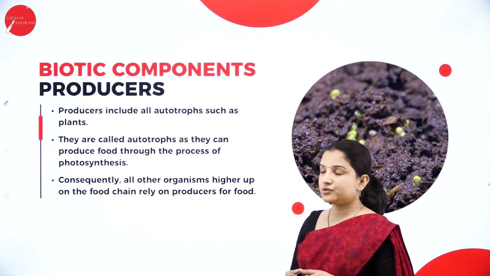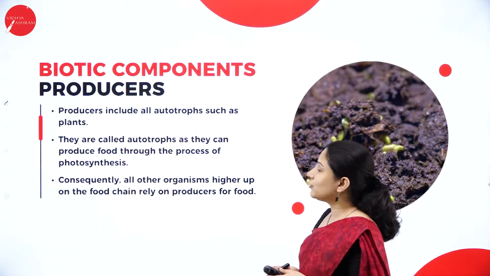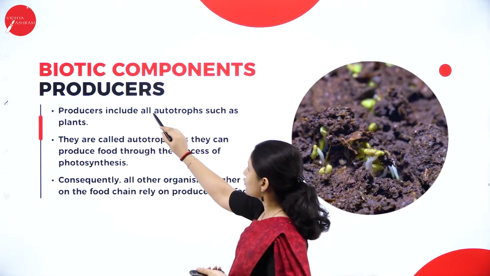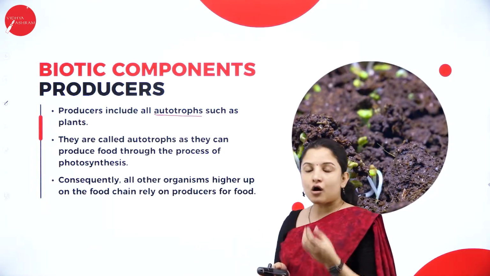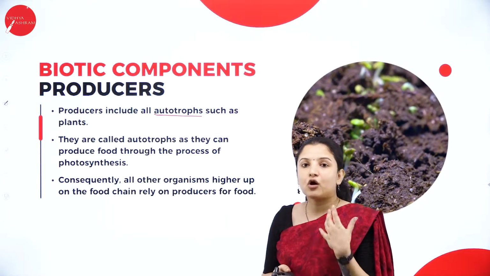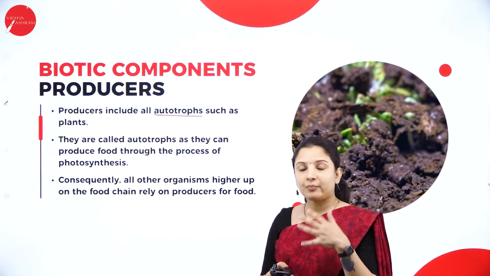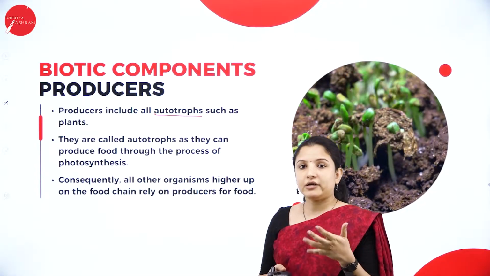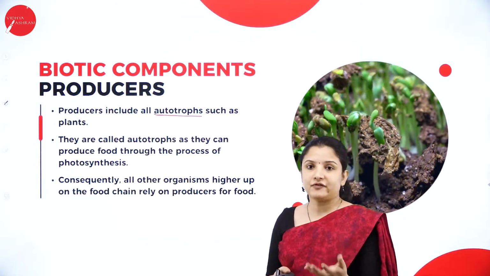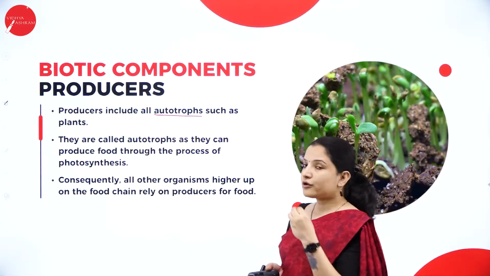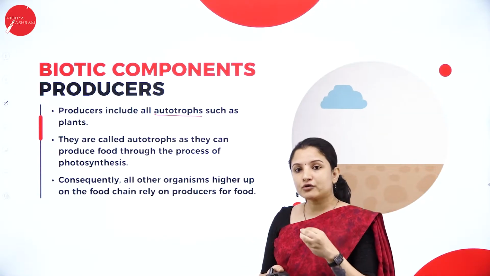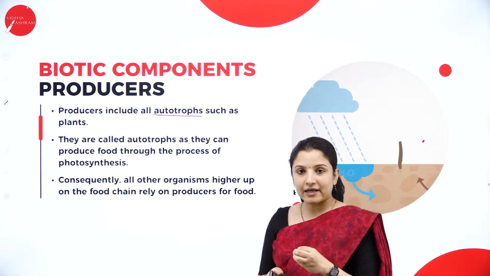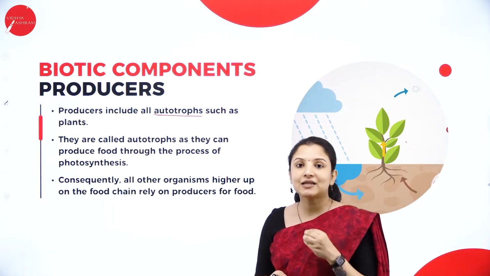Talking about producers. Producers include all autotrophs. What do you mean by autotrophs? Auto means self. You have automobiles, right, which are capable of moving on their own. You just ignite the engine and it is capable of moving. It is self. That is auto, right? Therefore, auto means self.